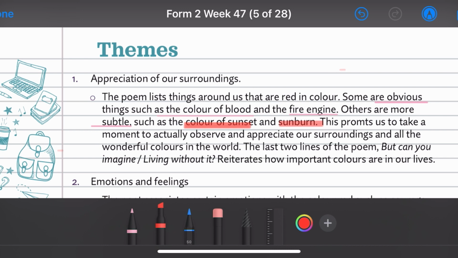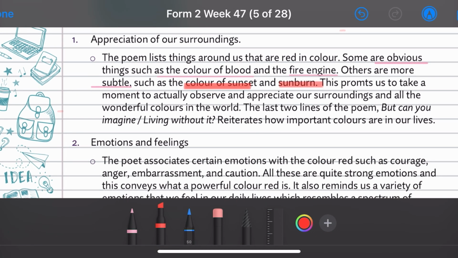Alright, now when we look at those examples, it actually brings us to take a moment to actually observe and appreciate our surroundings and all the wonderful colours in the world. Okay, dia buat kita rasa nak appreciate surrounding kita, to actually look at those things. Is it really red? Is it orange? As how painters usually describe them. Okay, now the last two lines of the poem.